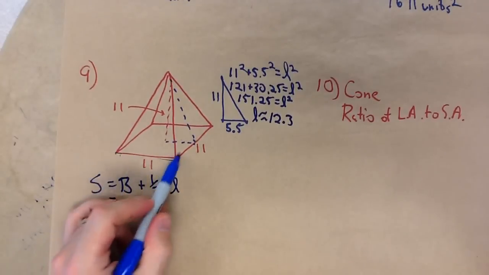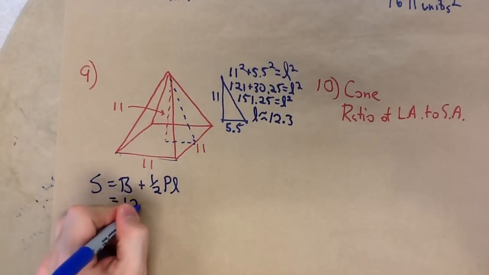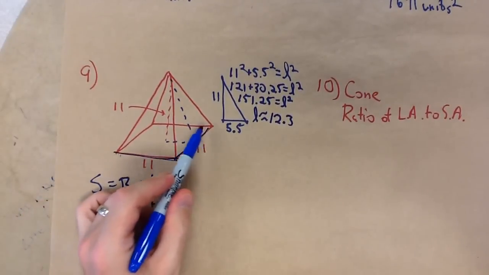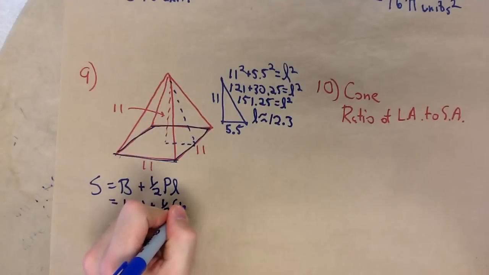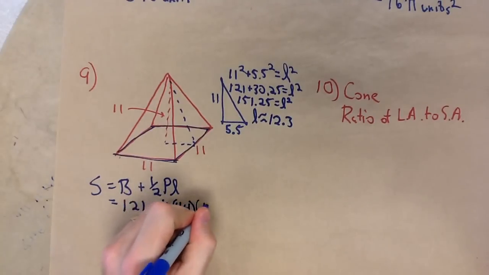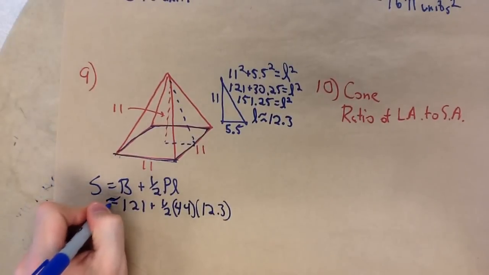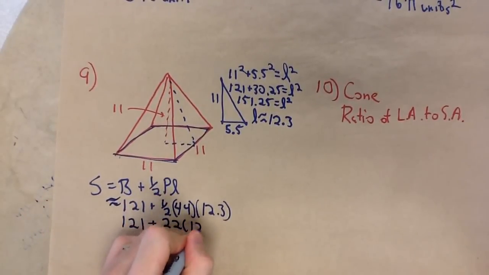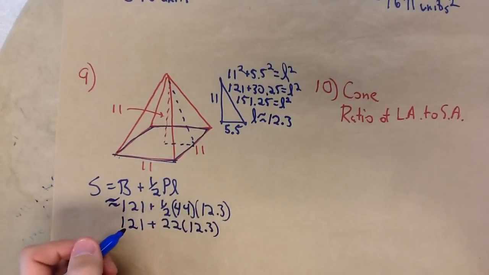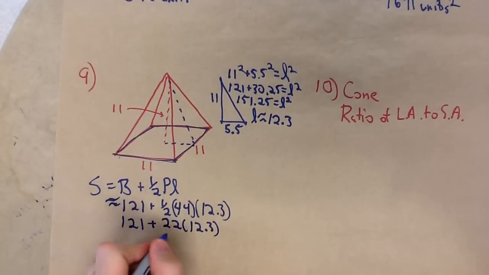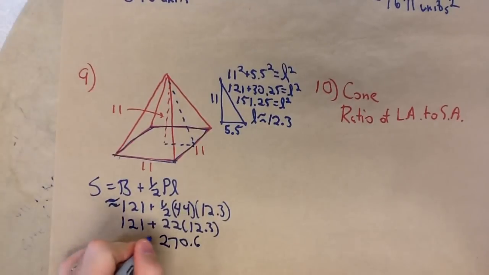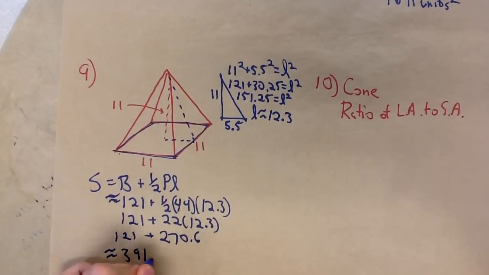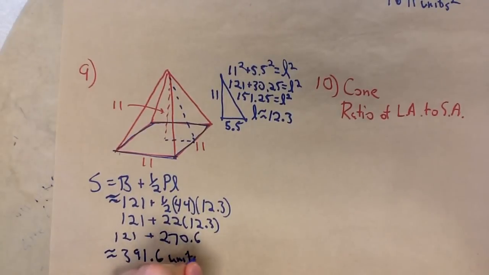My base area is an 11 by 11 square, so that's 121. Plus 1/2 the perimeter, 11, 11, 11, 11, is 44. Slant height is 12.3, and that is approximate because we are rounding. We get 121 plus 22 times 12.3. 22 times 12.3 is 270.6. Add 121 to that, and I get about 391.6 units squared.